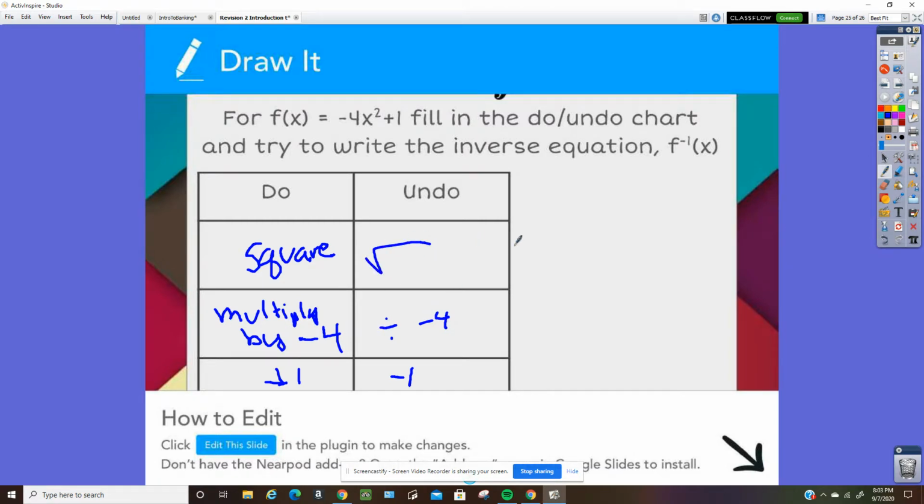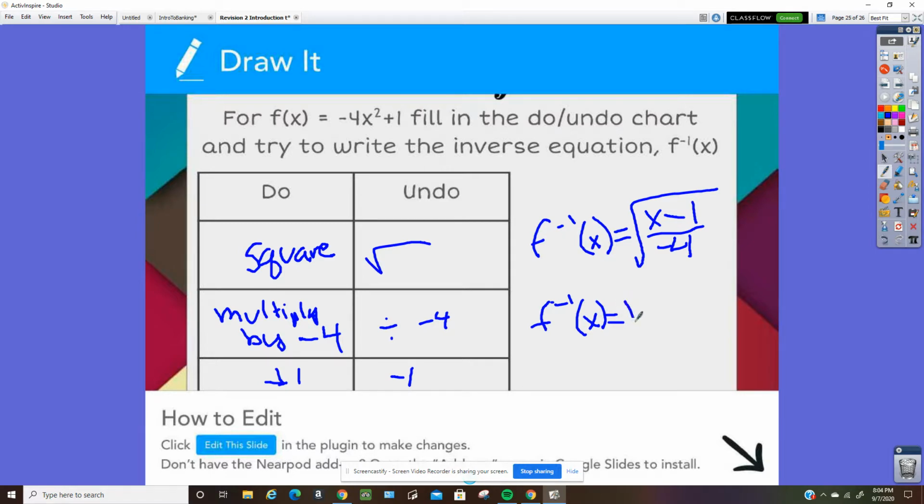So what does that look like? It would look like this here. And I might be able to simplify this a little bit. We'll see. So I write down the x, subtract 1, divide by -4, and then finally take the square root. So if I put the negative in the numerator here, it would look like this here.